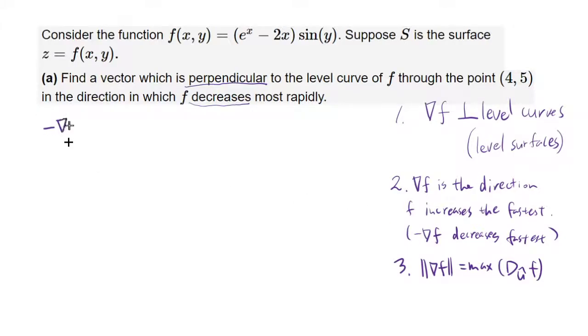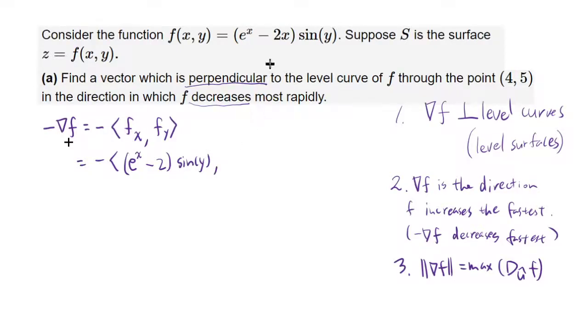Let's calculate negative gradient of f. Remember, for gradients, you differentiate by x and then you differentiate by y. It's a partial with respect to x and partial with respect to y. And when you differentiate by x, you're treating y as a constant, so sine y is treated as a constant multiple, in which case when you differentiate, it doesn't change. You only differentiate this part, right? So differentiating e to the x gives you e to the x. Differentiating negative 2x gives you negative 2 sine of y.